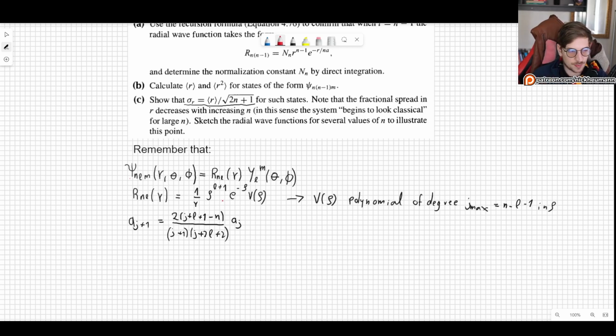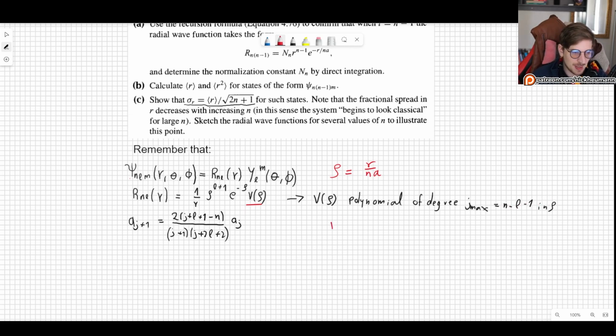Again, link in description if you want to see it. 1 over r, and rho here is simply r over na. That also comes from the whole process that we did when solving this. And here we have this v of rho. Now, this is very important because this is where people tend to get confused. This v is a polynomial of degree j max, n minus l minus 1, in rho.